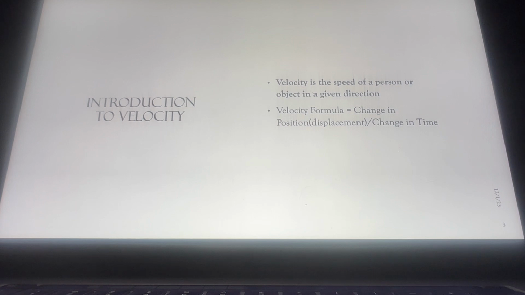So velocity is the speed of a person or an object in a given direction. By considering both the speed and direction of an object, we gain a comprehensive understanding of its travels through space and time. Combined with acceleration, it allows us to predict and describe the future motion of an object. So right here we have the velocity formula. You would use the change in position, or displacement, divided by change in time.